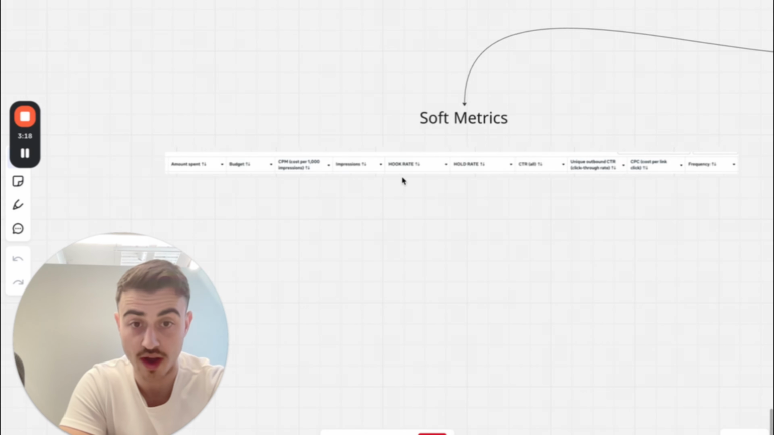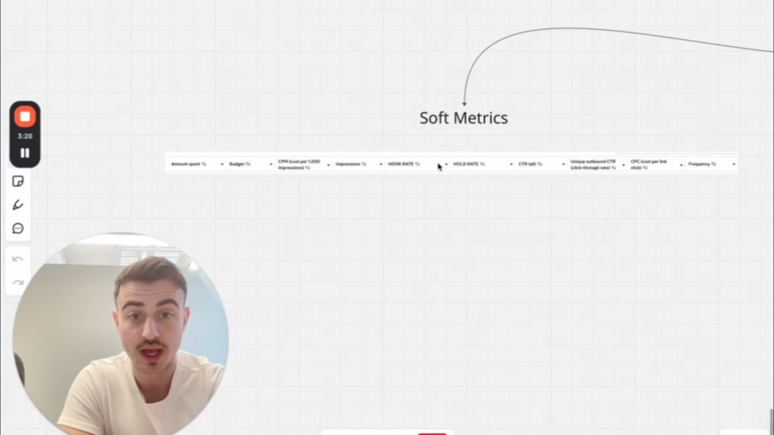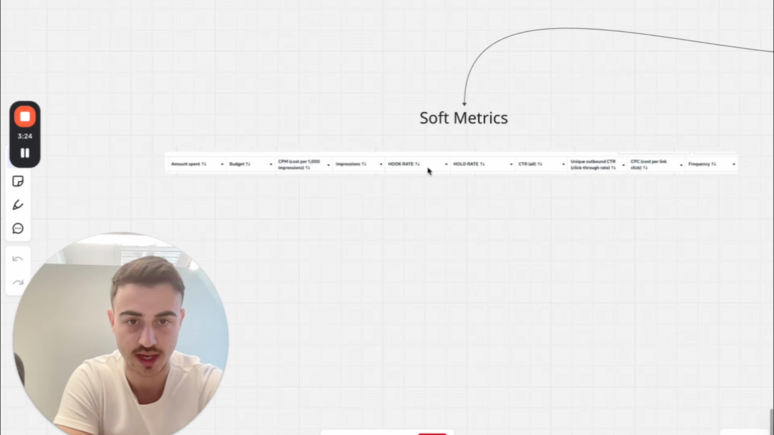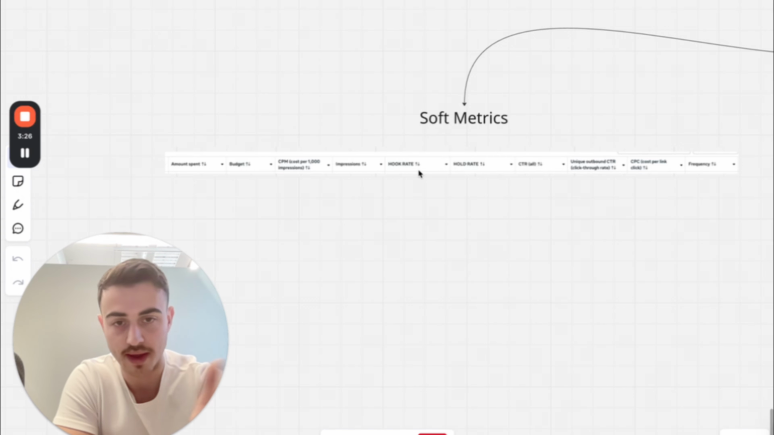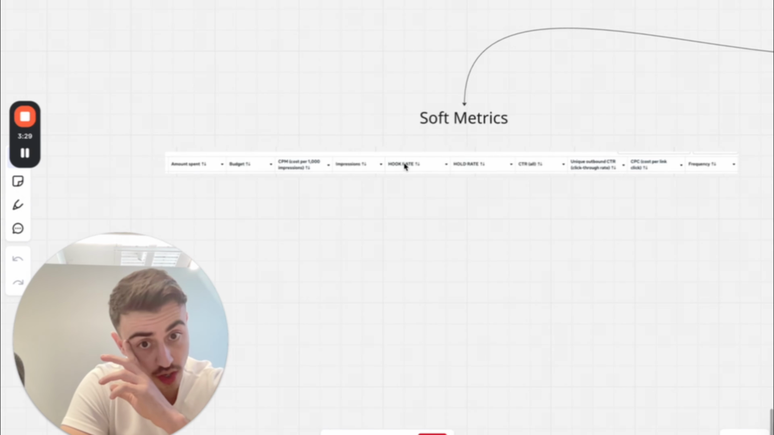That goes for the hook rate and hold rate too. These two are custom metrics we make. If you need any ideas on how to make this, let me know in the comments and I'll send you a tutorial.